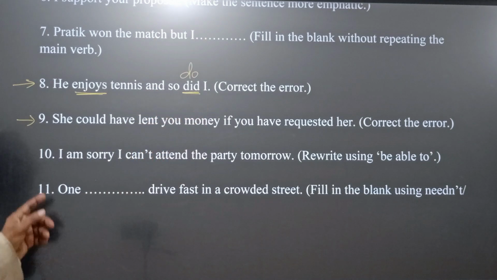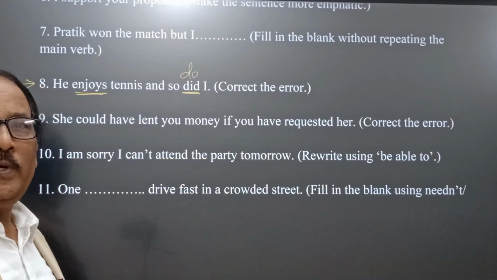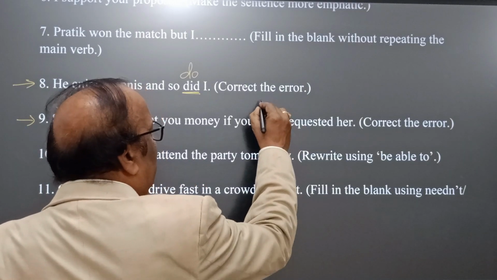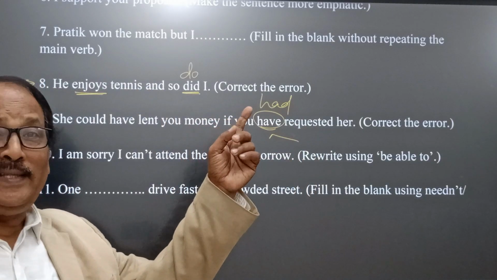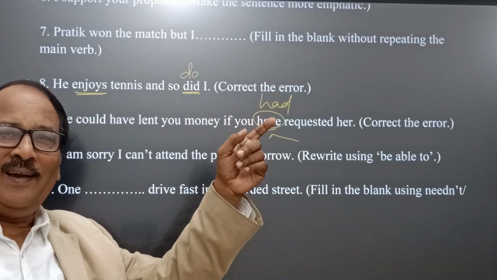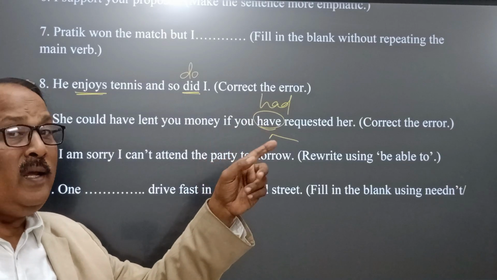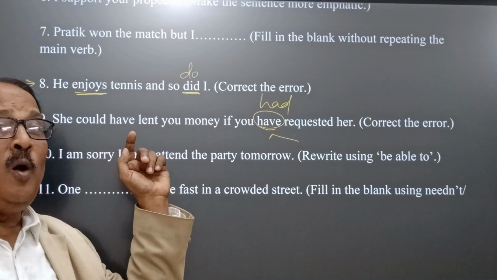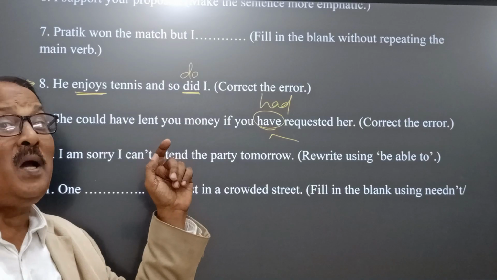Okay. Question number 9. She could have lent you money if you have requested her. Instruction is correct the error. Here have is the wrong answer. The right answer is had, because we have discussed that if we regret any past happening, in that case we use past perfect in the if clause, and in the main clause either should or would or could or might or must plus have plus past participle.